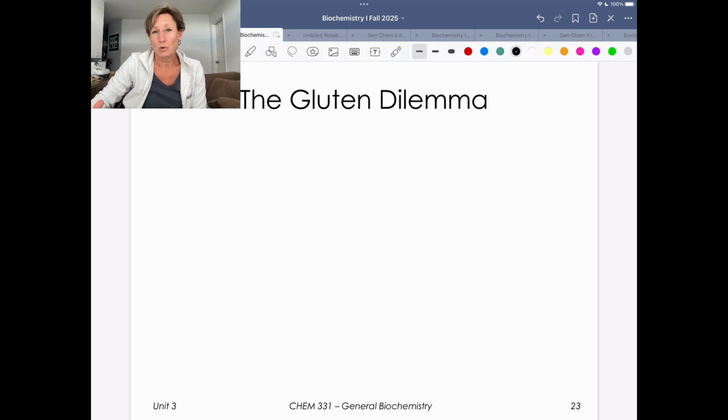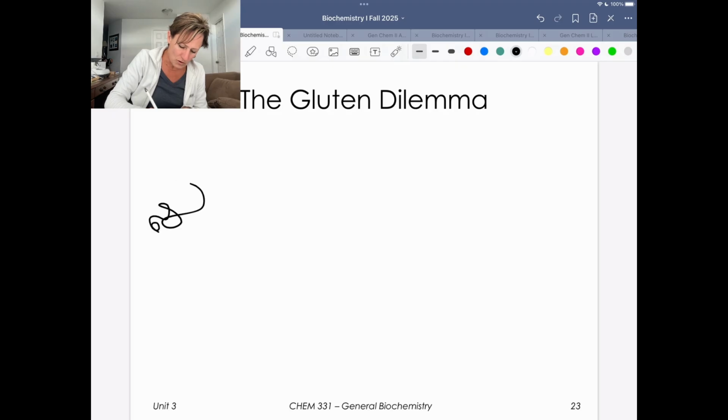So, another story that's related to protein structure and actually protein unfolding has to do with the dilemma with gluten. If you don't know what gluten is, it's a protein that is found in wheat. To understand where this dilemma stems from, we fundamentally have to think about what happens when we consume any protein in our diet and we've digested it.